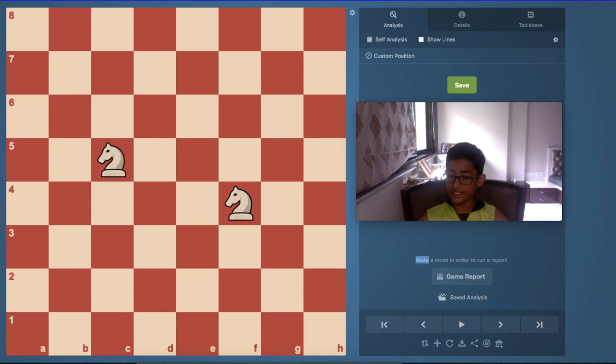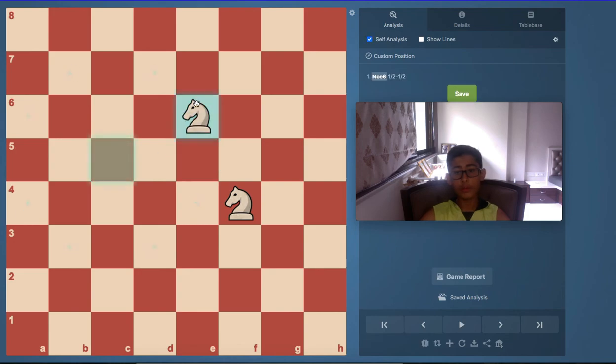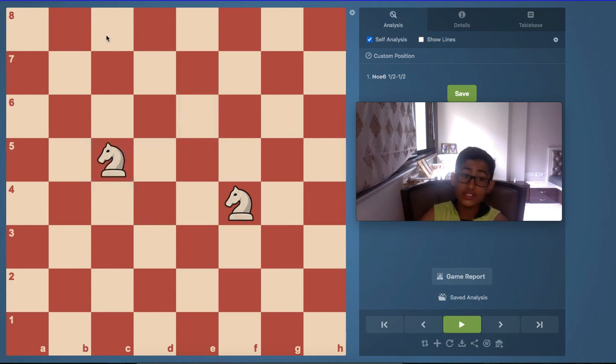Let's look at this example now. It's not a position obviously, but I just made this example. Now imagine if a knight wants to come here. We cannot just write N e6. Which knight is going to e6? So imagine I play this knight to e6. There will be knight c to e6 because the knight was on the c file. So knight c to e6. Okay. So these were all the examples right now.